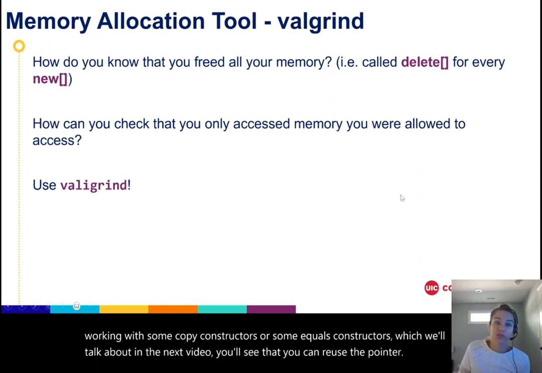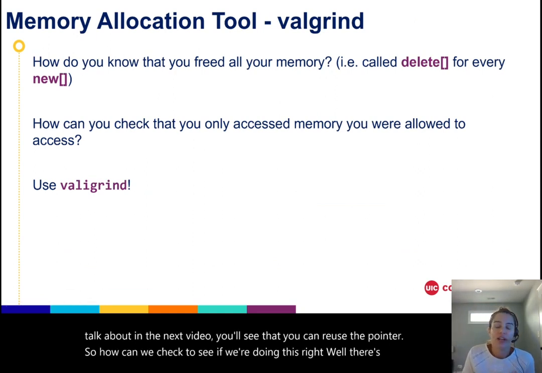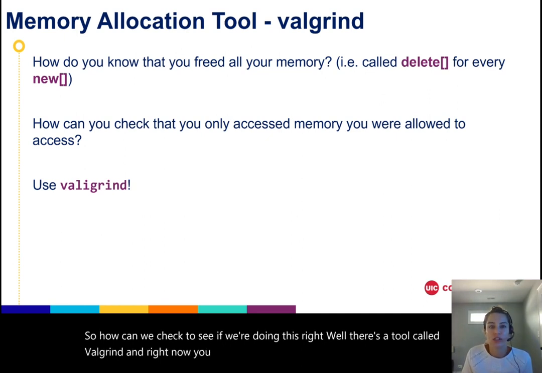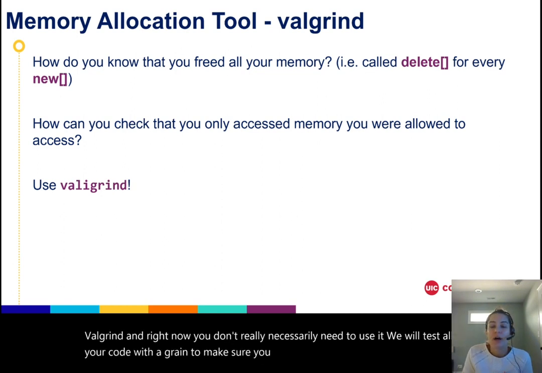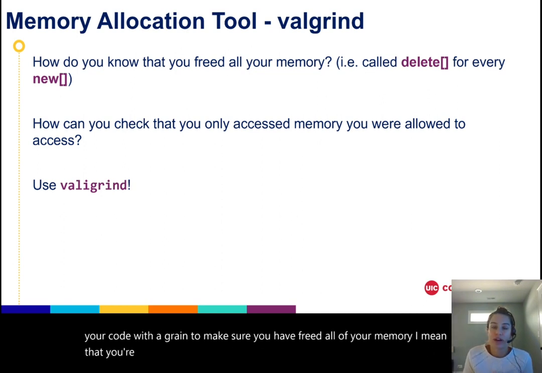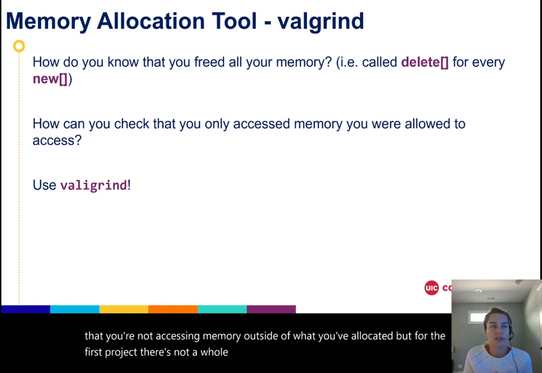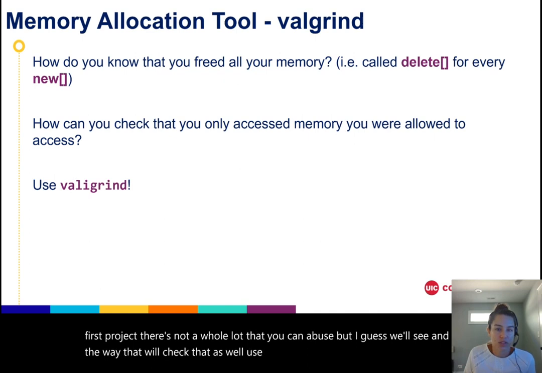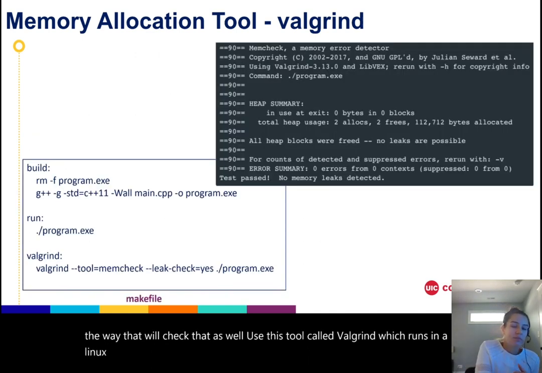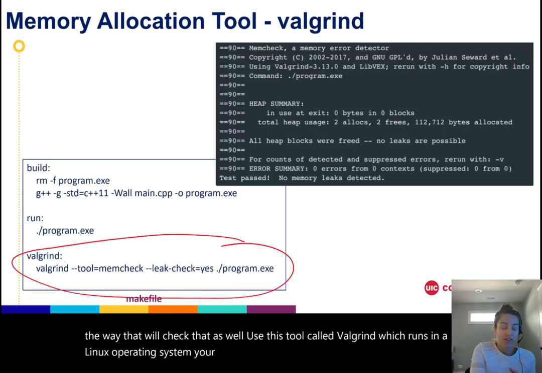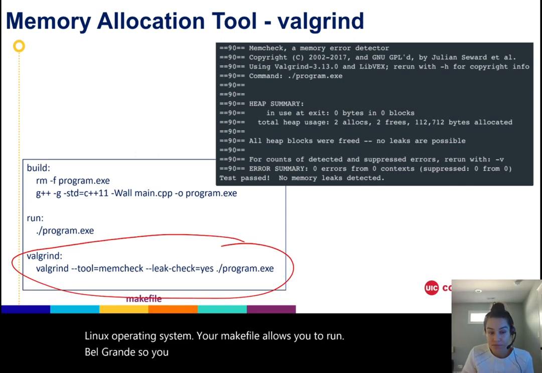So how can we check to see if we're doing this right? Well, there's a tool called Valgrind, and right now you don't necessarily need to use it. We will test all your code with Valgrind to make sure you have freed all of your memory and that you're not accessing memory outside of what you've allocated. But for the first project, there's not a whole lot that you can abuse, but I guess we'll see. We'll use this tool called Valgrind, which runs in a Linux operating system. Your makefile allows you to run Valgrind, so you can run it yourself and see how it works.